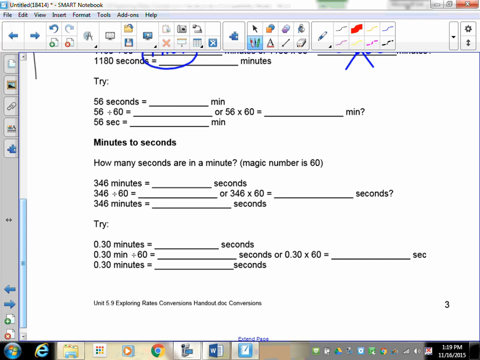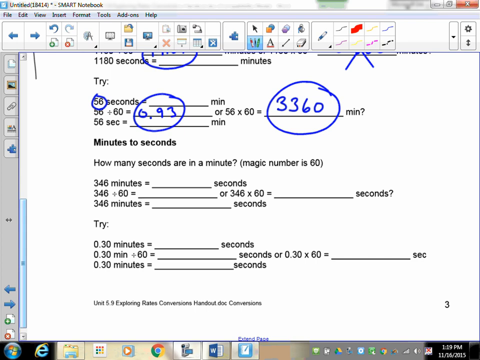Okay, dividing by 60, 56 divided by 60 is 0.93. If you multiply by 60, you get 3,360 minutes. Now remember, 56 seconds is less than a minute. So if it's less than a minute, it cannot be 3,000 minutes. It has to be that one.